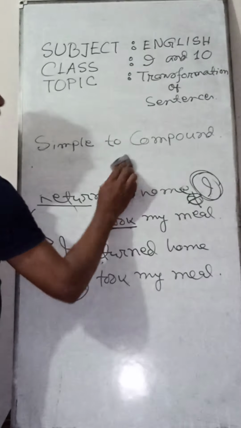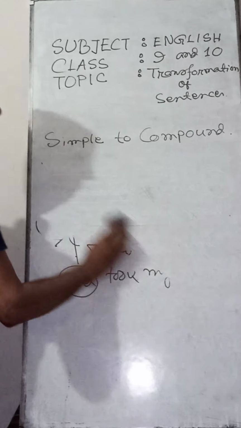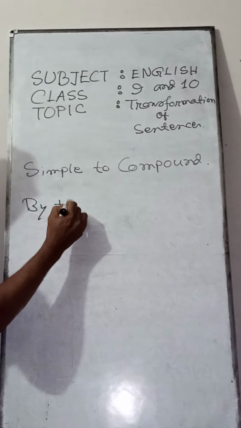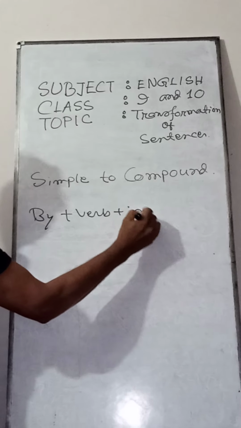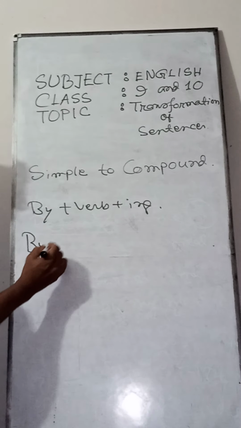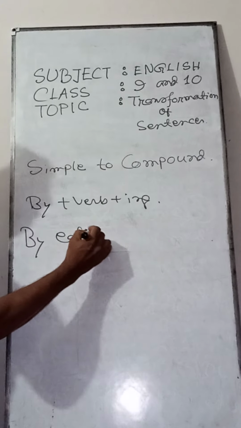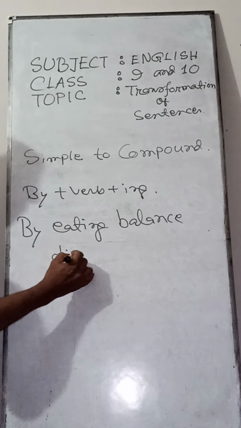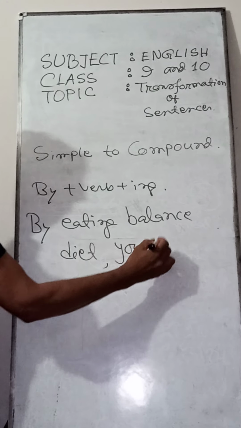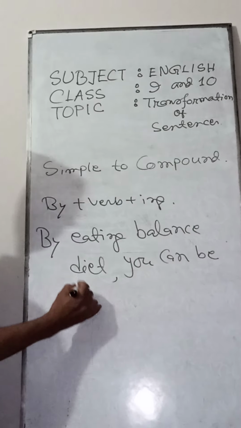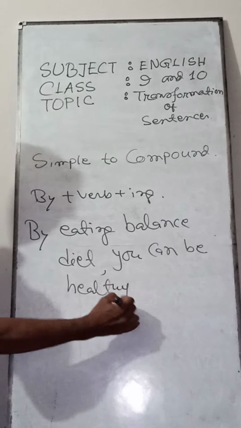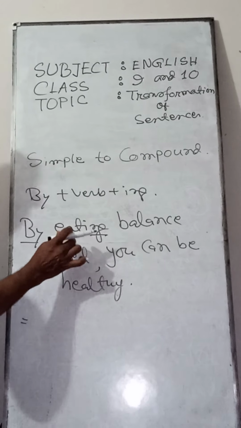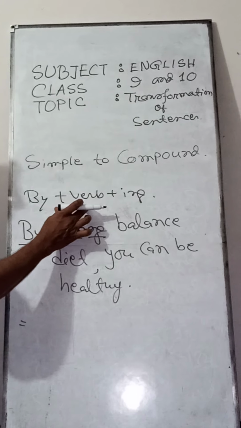Now I'm going to discuss the second rule: 'by' plus verb plus ing. For an example, 'By eating balanced diet, you can be healthy.' When you find this 'by' plus verb plus ing, this is a simple sentence.